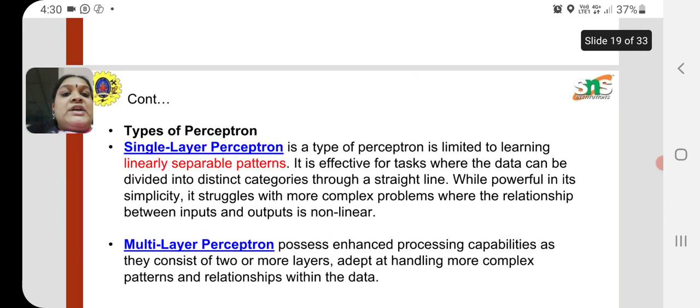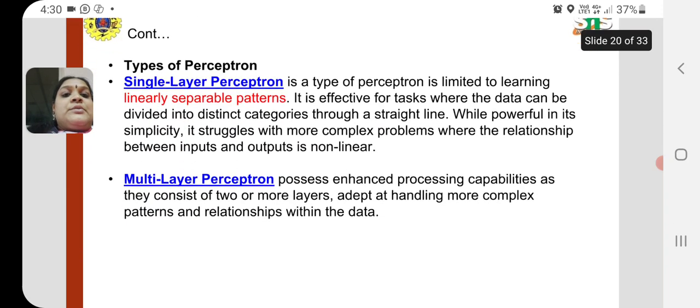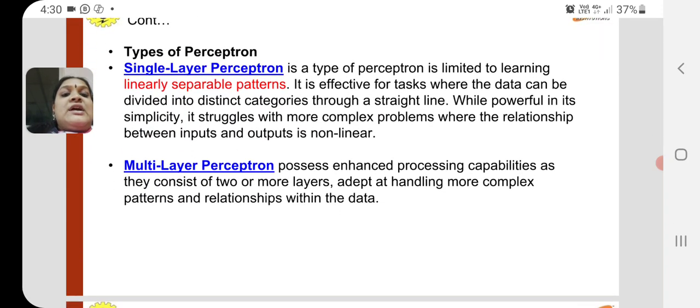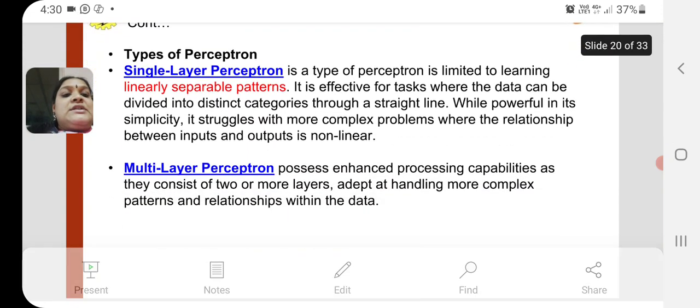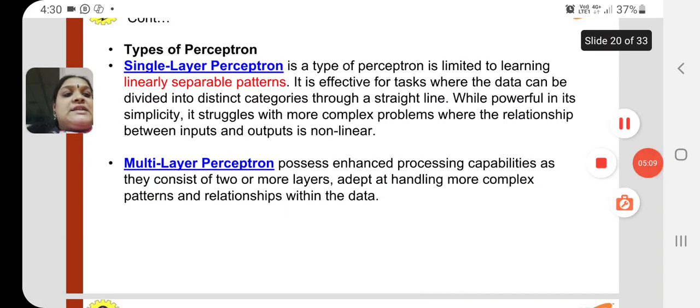In the next, we saw about perceptron already. And what are the types of perceptron? There are single layer perceptron and multi-layer perceptron. A single layer perceptron is limited to linearly separable patterns. It is effective for tasks where the data can be divided into distinct categories.